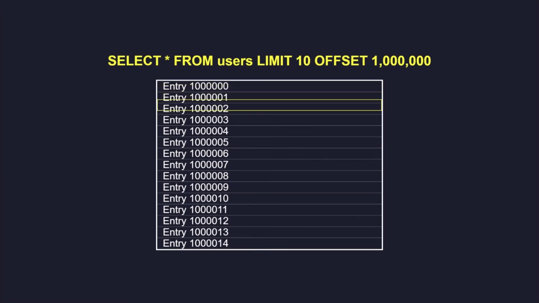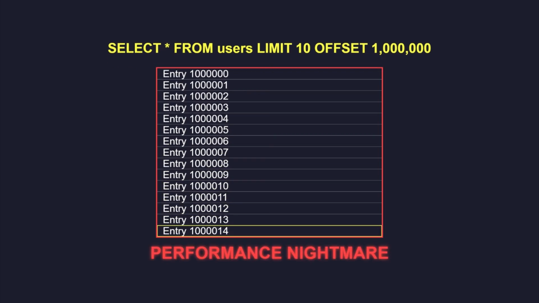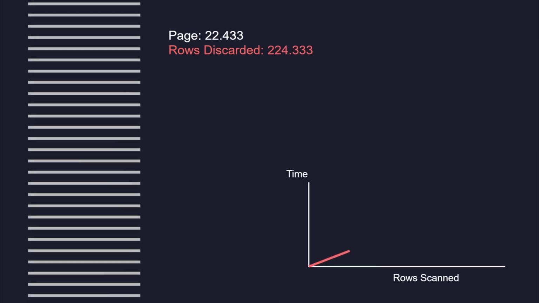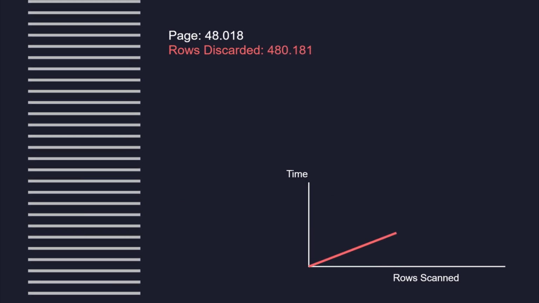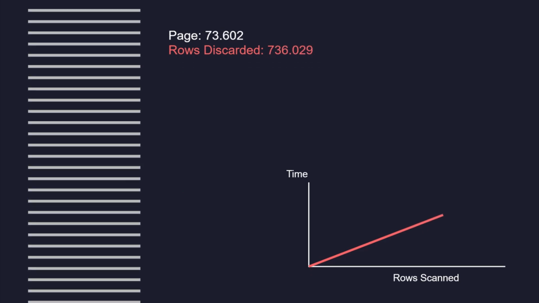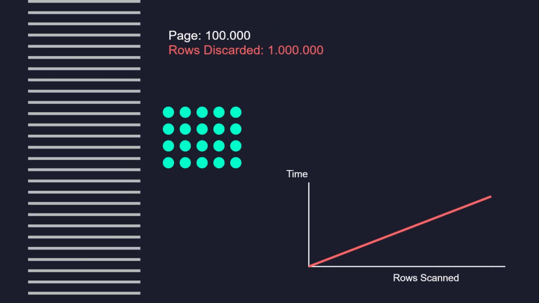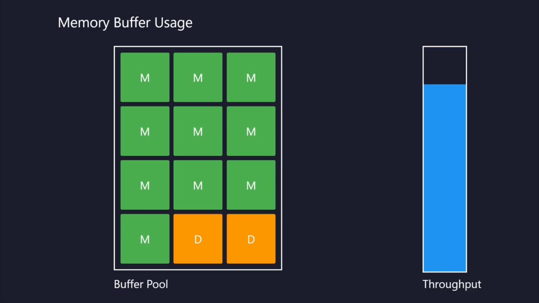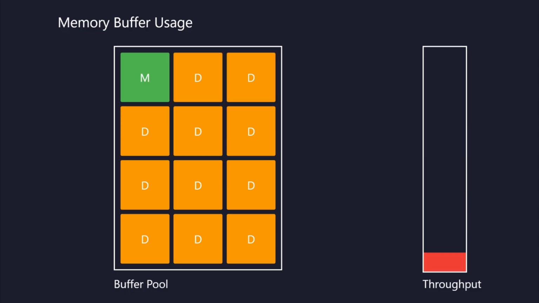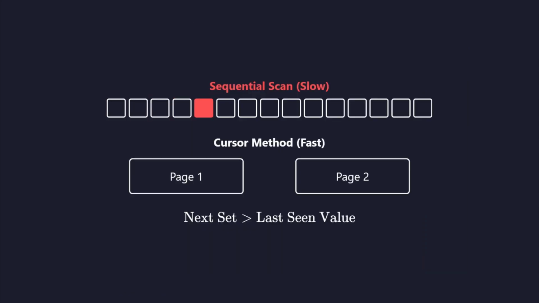Standard offset pagination forces databases to scan every preceding row before reaching your target, turning millions of records into a performance nightmare. At page 100,000, the database reads and discards 1 million rows just to return 20, causing execution time to spike linearly. Fetching deep pages saturates the buffer pool with discarded data, forcing meaningful records out of memory and degrading overall system throughput. Keyset pagination, also known as the cursor method, avoids the scan by using the last seen value to jump directly to the next set.